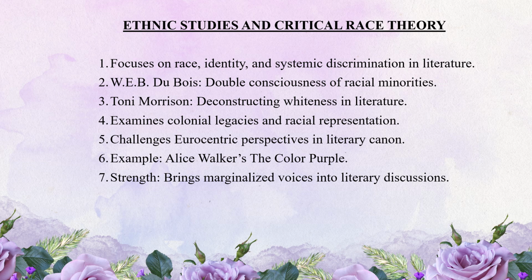Next we have ethnic studies and critical race theory. This focuses on race, identity, and systemic discrimination in literature. W.E.B. Du Bois' double consciousness of racial minorities. Toni Morrison, deconstructing whiteness in literature. This examines colonial legacies and racial representation. Challenges Eurocentric perspectives in the literary canon. Example, Alice Walker's The Color Purple. This brings marginalized voices into literary discussions.